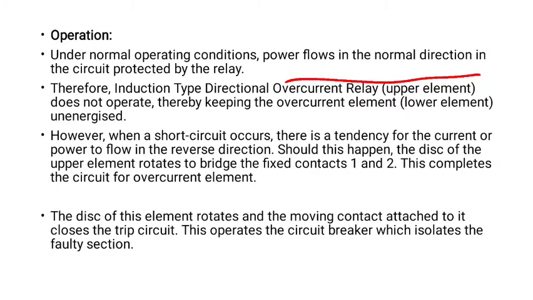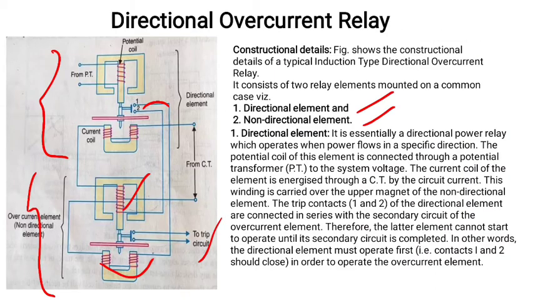This completes the circuit of the overcurrent element as the contacts are connected to the overcurrent element. Therefore, the disc of this element rotates and the moving contacts attached to it close the trip circuit. This operates the circuit breaker which isolates the faulty section. So this is how the directional element and the overcurrent element are connected in series and operated.